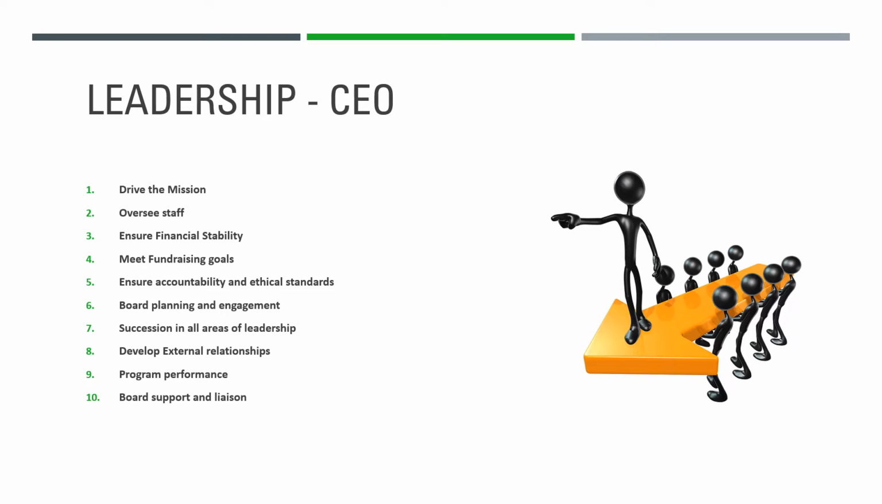Board support and liaison. The CEO is usually the liaison between the organization and the board. They need to know how to facilitate support from the board and how to work with the board in providing information they need to give direction.